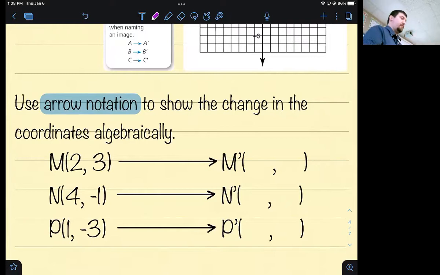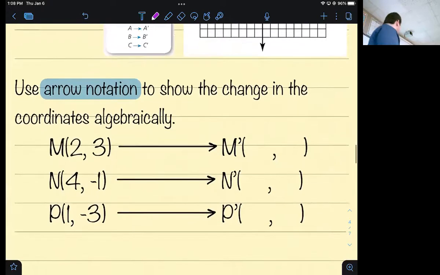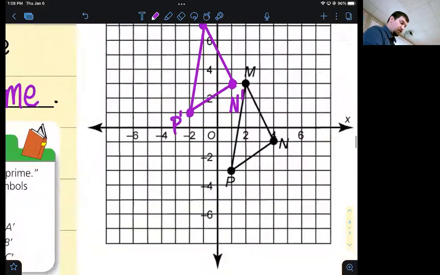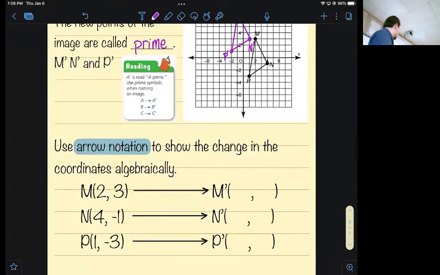So what do I mean by arrow notation? Well, for M, N, and P, we can see the 3 different locations. So they have 3 different coordinates now. I'm going to start by writing what the original coordinates of M, N, and P are. So I wrote down 2, 3, which is the coordinate of the original M point. 4, -1 is the coordinate of the N point. And 1, -3 is the coordinate of the P point.